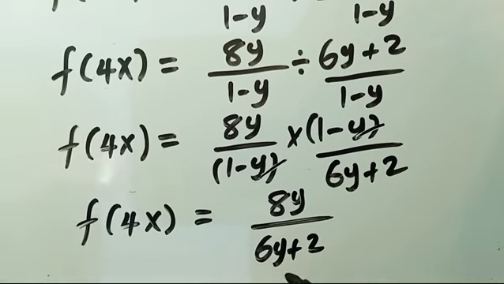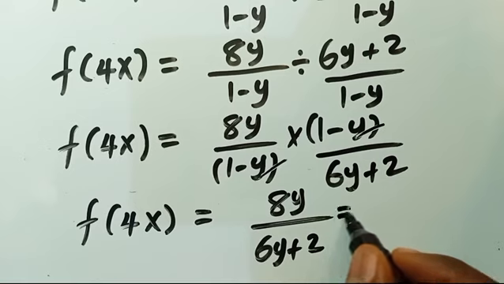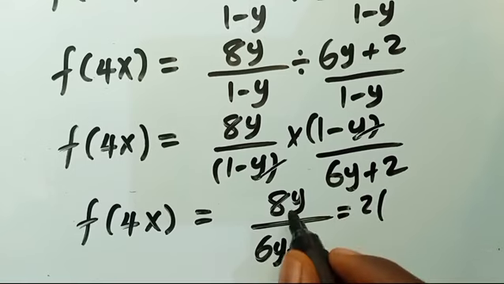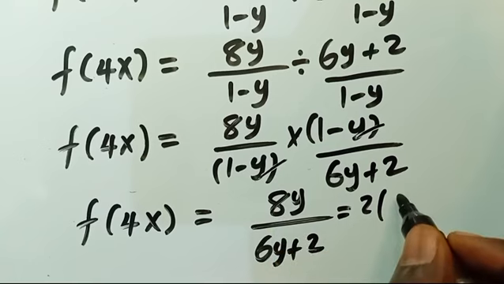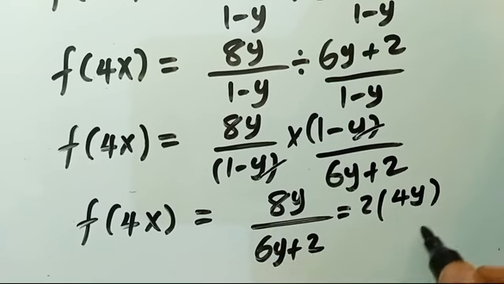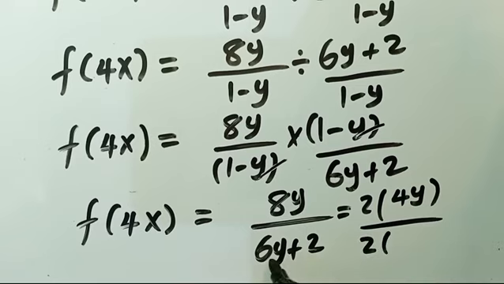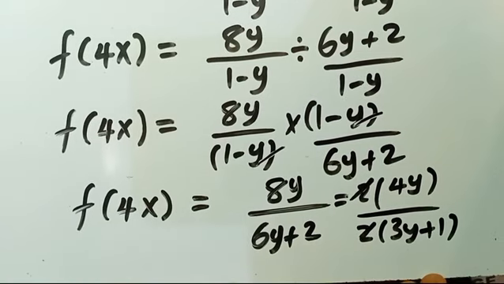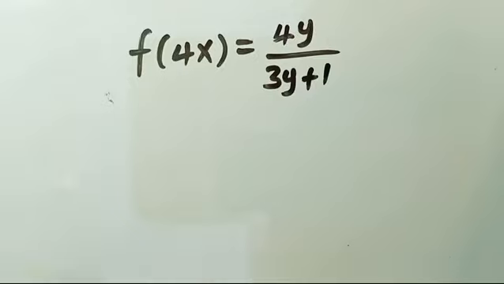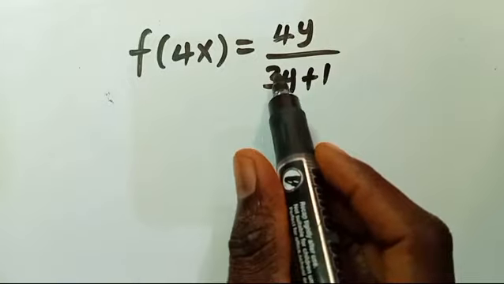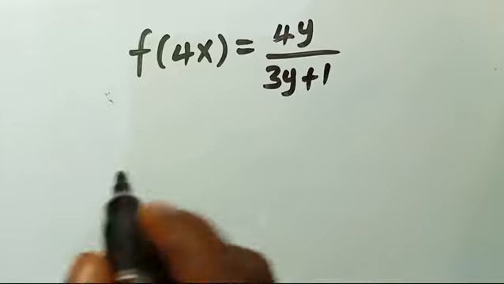But when looking at this, we have 2 in common. So we can factor it out. Here will be 2. 8y divided by 2 will be 4y. Here, when you factor 2 out, here will be 2. 6 divided by 2 will be 3y. 2 divided by 2 will be 1. So this will also cancel out this. Then we have f of 4x to be equals 4y over 3y plus 1.